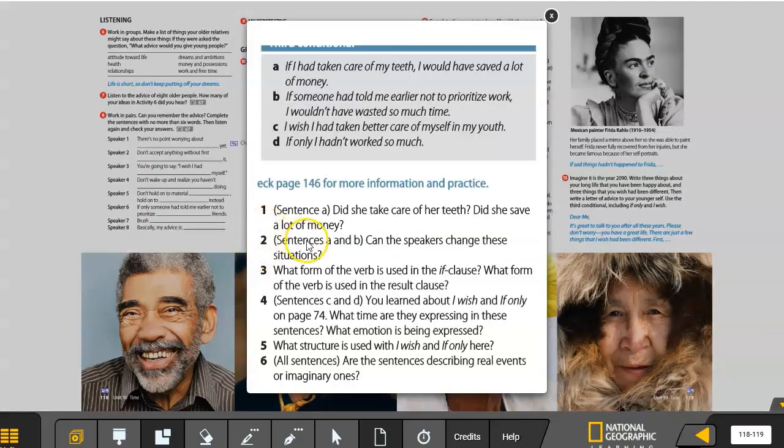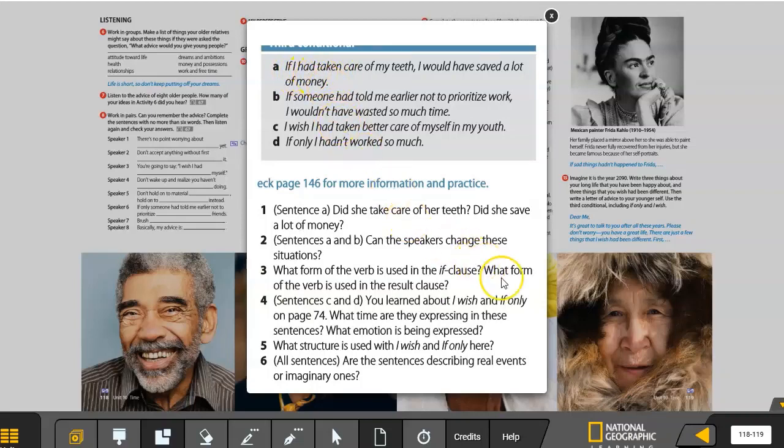Okay, number 2, sentences A and B. Can the speakers change the situations? No, they can't. As I explained to you guys, okay, no, we can't change past situations. We can improve them. We can try to solve a problem that we created, maybe, but we can't change the past, okay? Now, number 3. What form of the verb is used in the if clause? Okay, look, the if clause. If only I hadn't worked. Okay, that's correct, guys. We are talking about past perfect. Okay, I'm going to explain this in a minute.